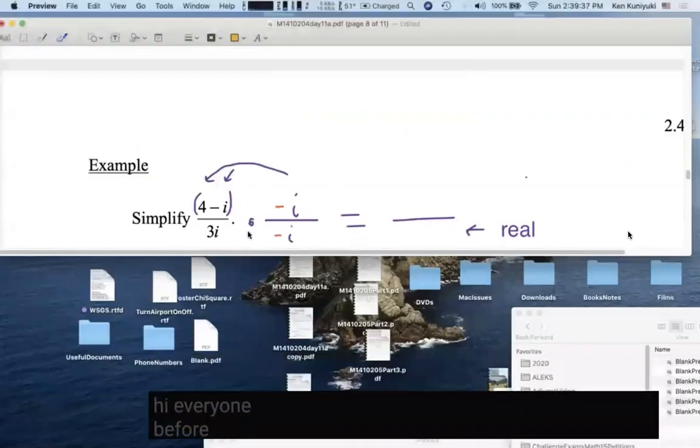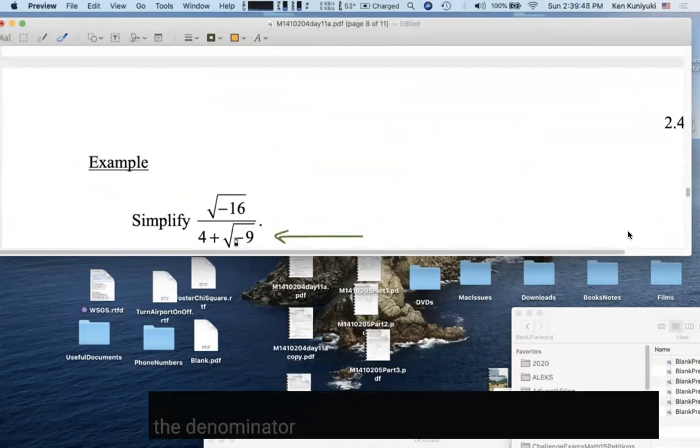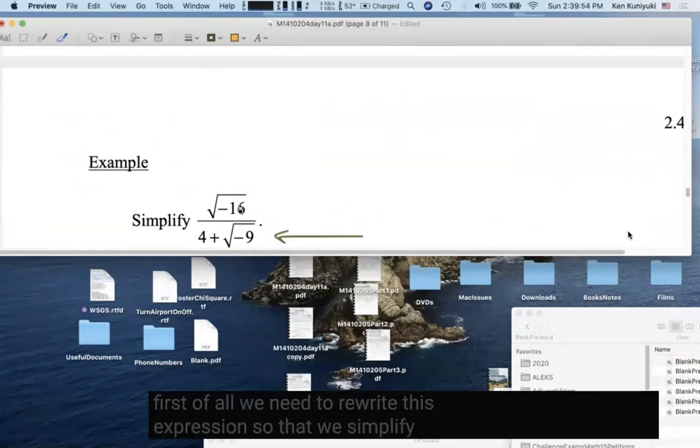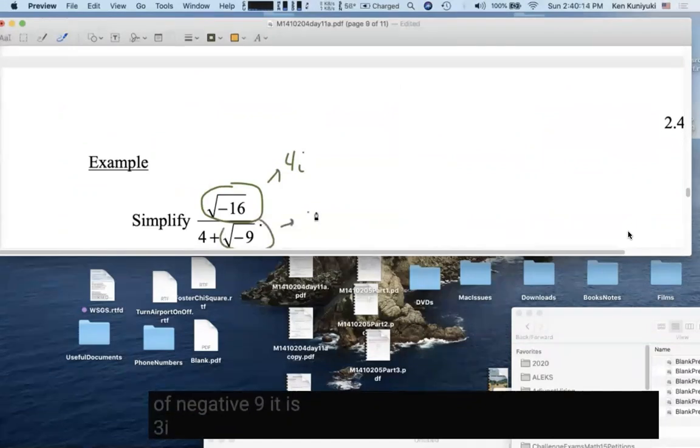Hi, everyone. Before, when we were dividing by a pure imaginary number, the fix was very simple. But now, in our next example, the denominator is not pure imaginary. First of all, we need to rewrite this expression so that we simplify the radicals. What is the principal square root of -16? It is 4i. And what is the principal square root of -9? It is 3i, and we must simplify radicals immediately.